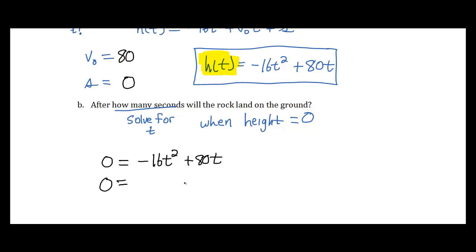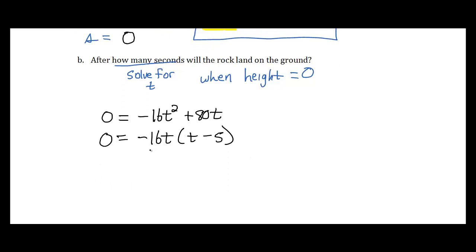All right. Greatest common factor is 16. Since the leading coefficient is negative, I'm going to factor out a negative 16. Both of these have at least a t in them. So negative 16t is my greatest common factor. When I factor that out, I'm going to be left with a t minus 5.